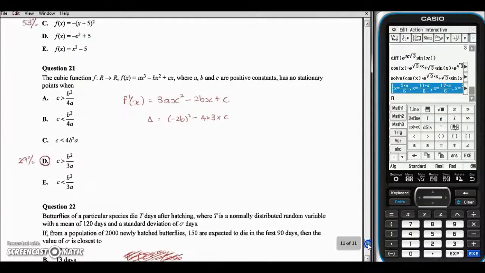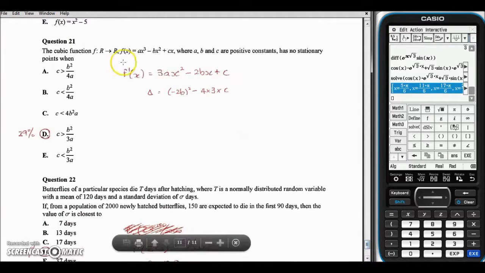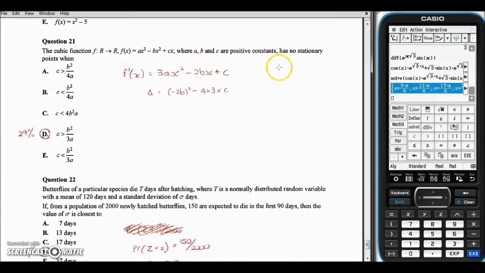Alright, 2 to go. Question 21. We've got a cubic, ax cubed minus bx squared plus cx. I want to know when this function has no stationary points. The function will have no stationary points when there are no solutions to the derivative. So I'm going to differentiate ax cubed minus bx squared plus cx. I'll just do that by hand, it's quicker. 3ax squared minus 2bx plus c. So when this quadratic has no solutions, there'll be no stationary points.